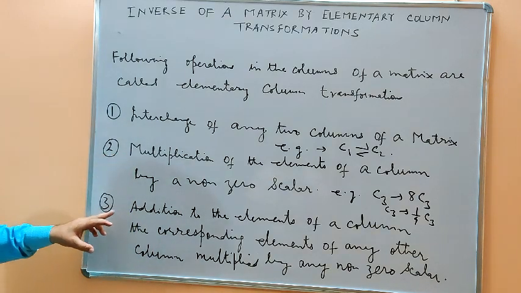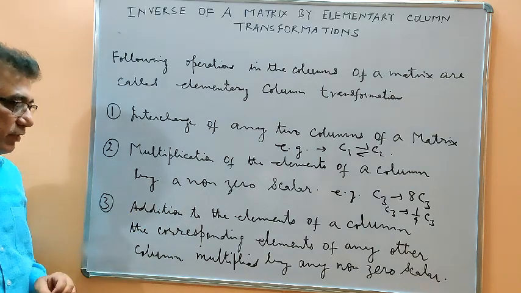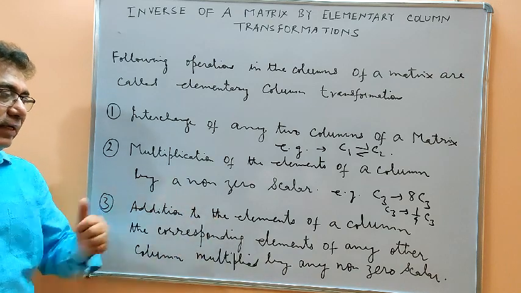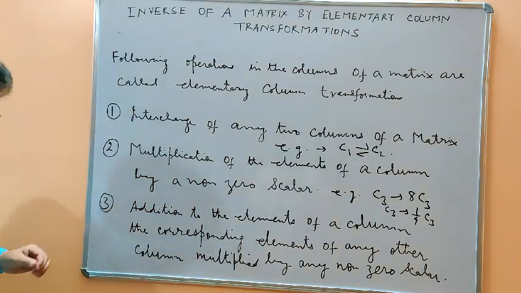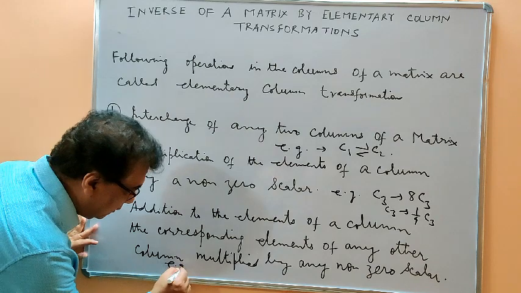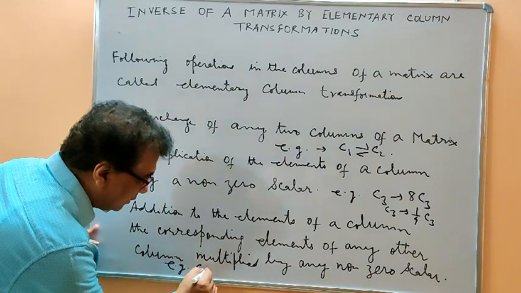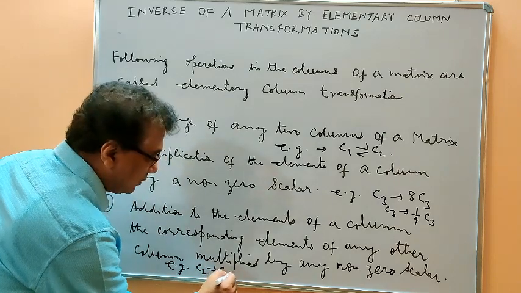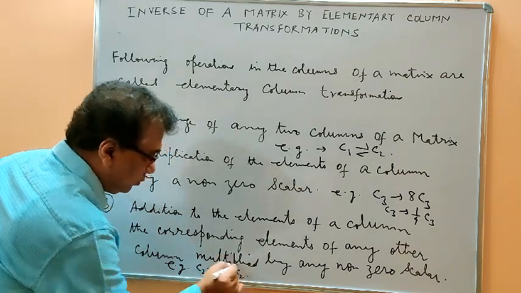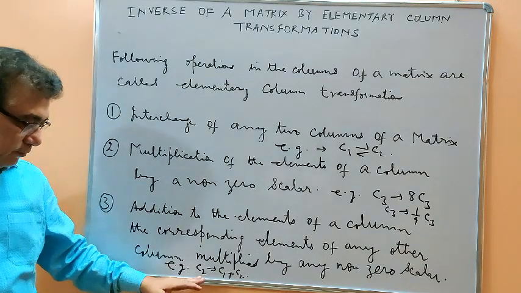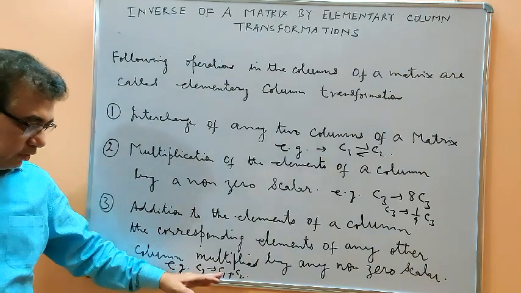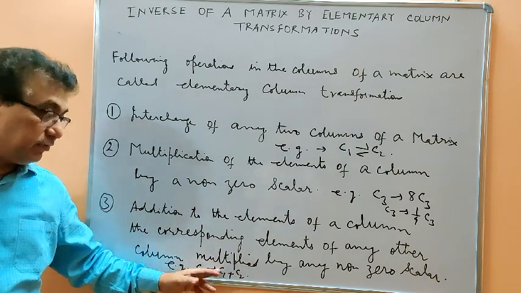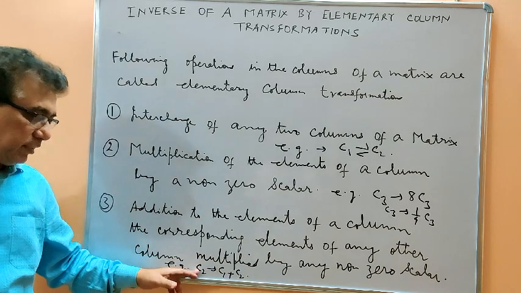Okay, and the third type is addition to the elements of a column, the corresponding elements of any other column multiplied by a non-zero scalar. So one example I may mention here, that suppose the operation is in C2, so it will be like C1 plus C2, like this. So we are doing the operation in C2, and what? All the elements of C2 are added to C1, or all the elements of C1 are added to C2, and the result is written in C2.